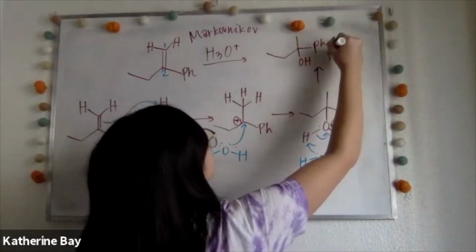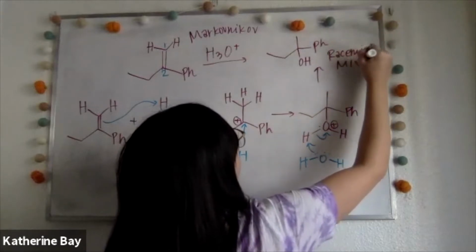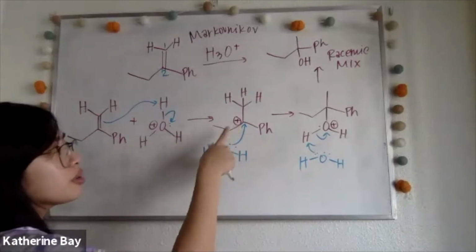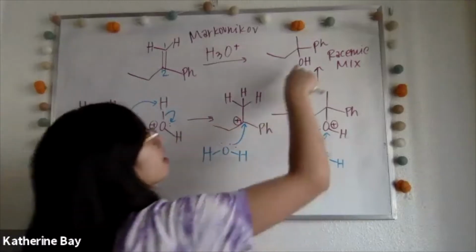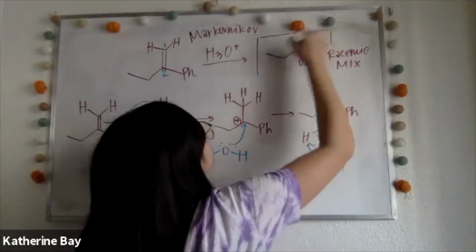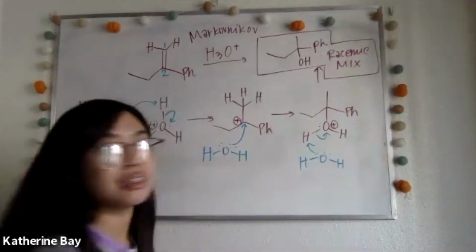And note that this is a racemic mixture, just because the water molecule from this step can attack either the front or the back of the carbocation, which is why this is a racemic mixture, which you can just draw in this way, making sure that you label that this is racemic.